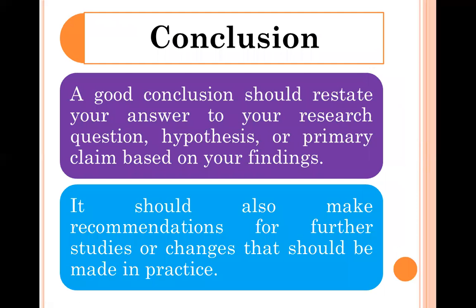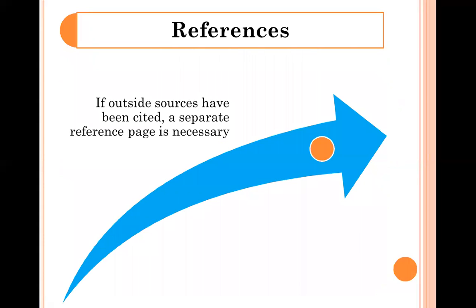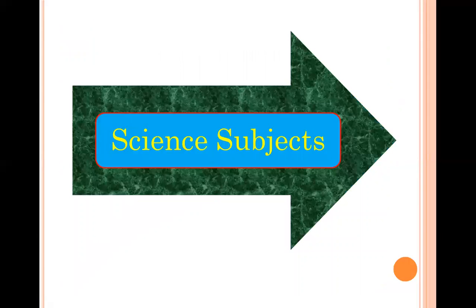Then comes the conclusion. Always in the conclusion, you should restate your answer to your research question. Whatever research question, hypothesis, or primary claim you had in your study, all those things are to be restated and justified in your conclusion. Apart from that, you can provide recommendations for future studies or changes that need to be made in practice. Fine, good. After the conclusion, whatever references you used for your research will be listed either in alphabetical order or in the order of their appearance in the text of your research paper.